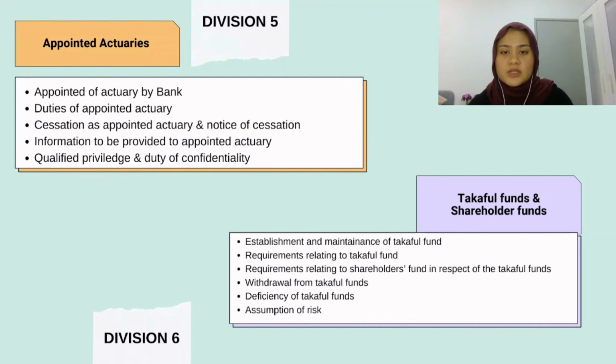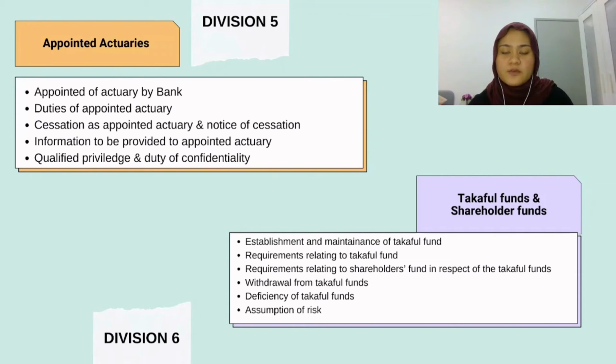Cessation as appointed actuary and notice of cessation. A cessation is considered valid if the appointed actuary resigns from the position, the appointment is terminated by the licensed operator, or the person is deemed to no longer meet the requirements and does not possess the qualifications to carry the position. The person shall notify the bank in writing with appropriate reasons not later than 7 days from the date. After the cessation, the licensed operator is responsible for appointing another person to become its actuary not later than the date of the cessation.